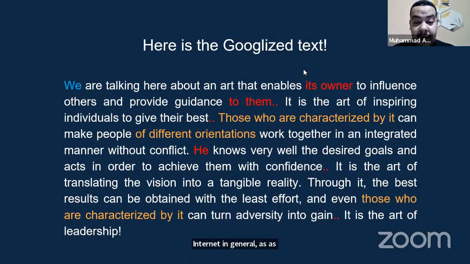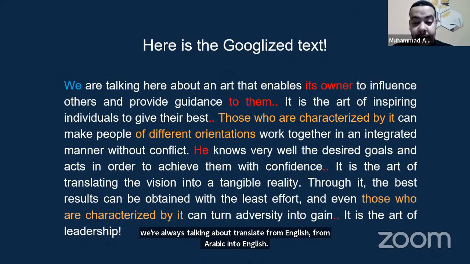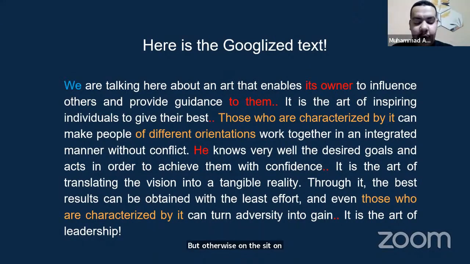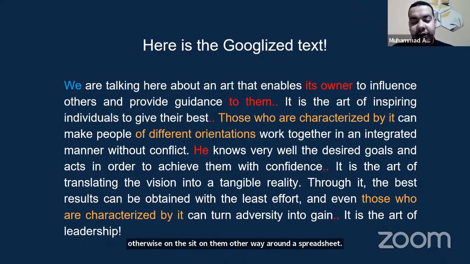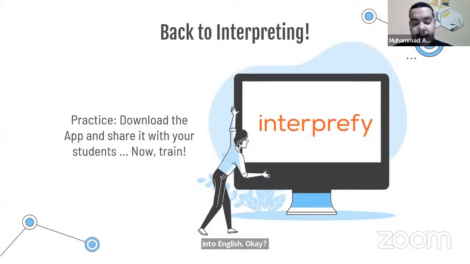is pretty weak. So we're always talking about translating from Arabic into English, but the other way around, it's pretty weak. So we need to move forward to develop the algorithms for translating from English or from other languages into Arabic. Okay, so this is about translation.